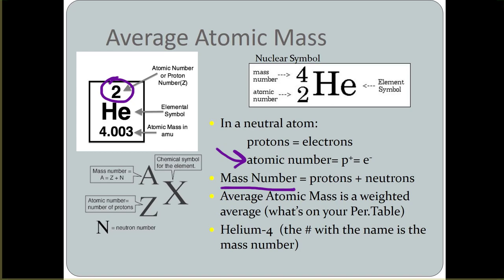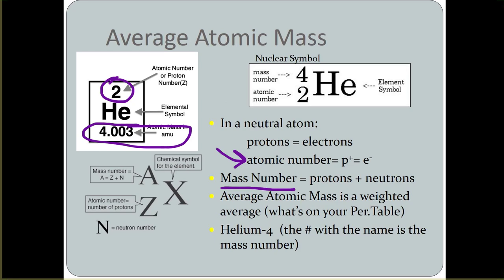Let's talk about something called the average atomic mass. That is this number here on your periodic table. So sometimes it might be red. Here it's just black, but this represents a weighted average of if you had a sample of this element, and we're looking at the element helium. If you had a sample of the element helium, you would find that the average mass of all the atoms in that sample would be 4.003.